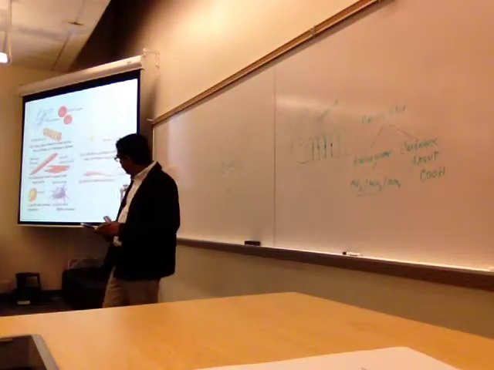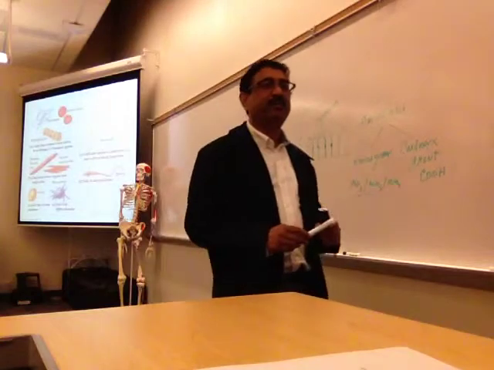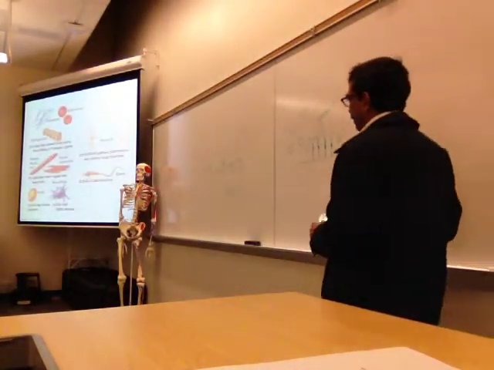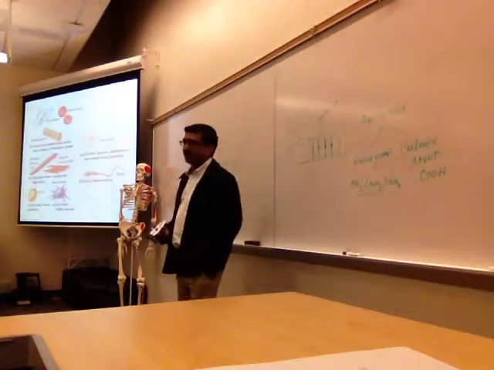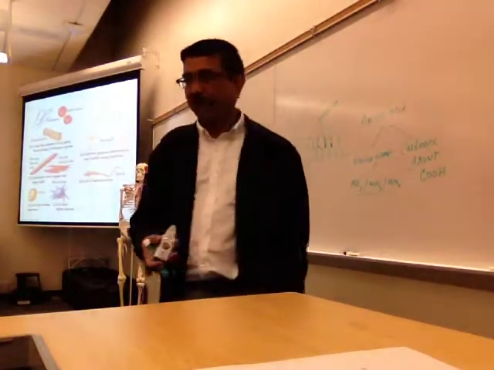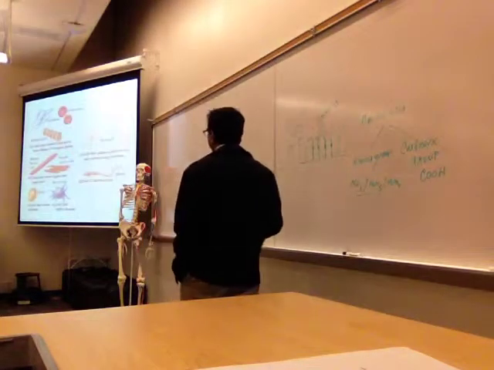Now if you go all the way to the bottom and see the left one, that's a fat cell. You see, in a fat cell, the nucleus is not in the center. It is attached to the side, attached to the membrane. So it is different.